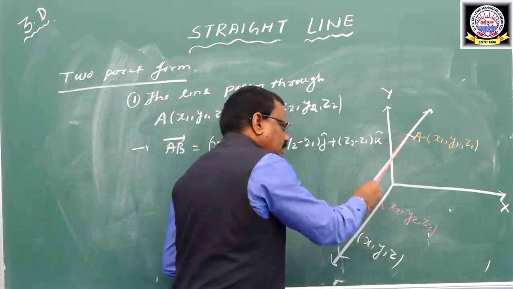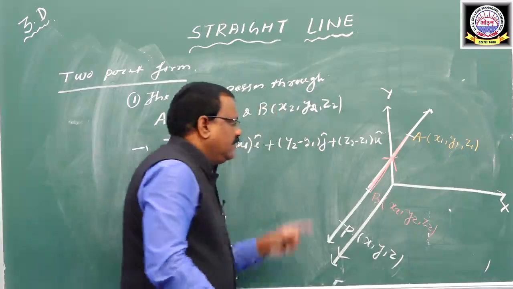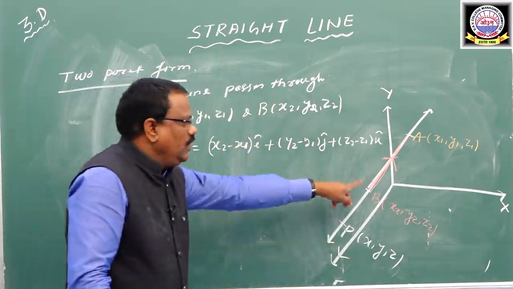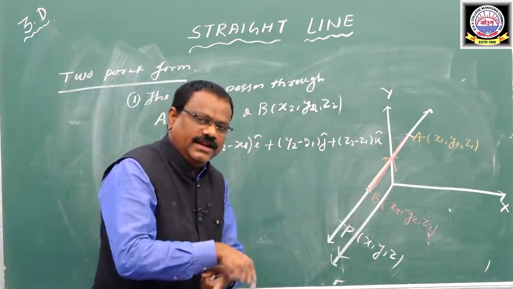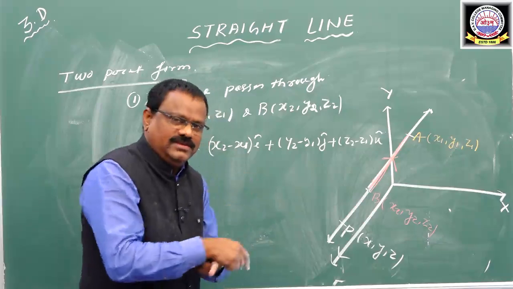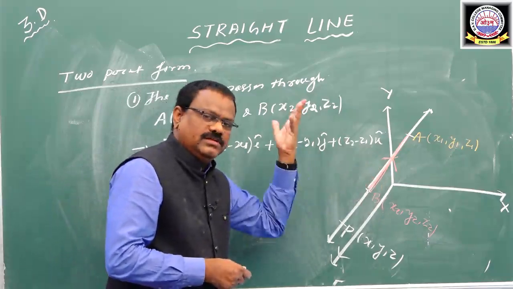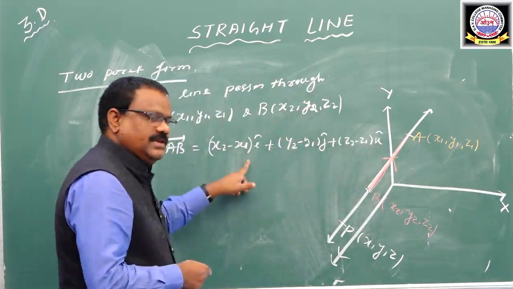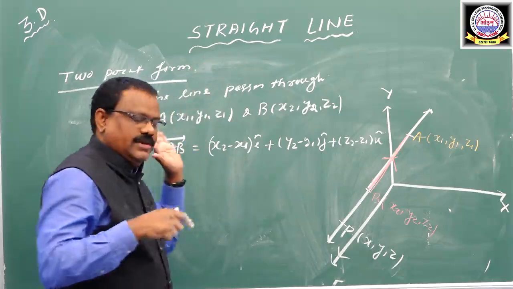If AB is a vector on the line, it will also be treated as a vector which is parallel to the line. So AB vector is on the line, and it is also parallel to the line. So indirectly we get a vector which is parallel to the line. So what is the name of this vector? The name of the vector is AB vector.